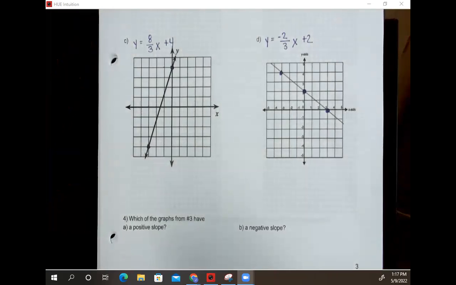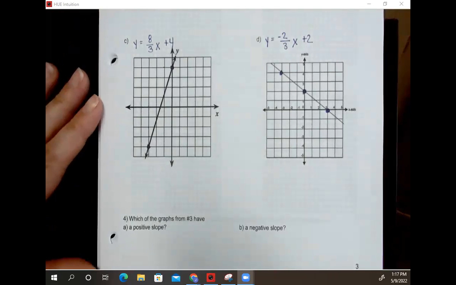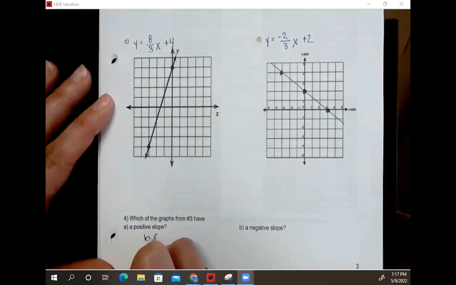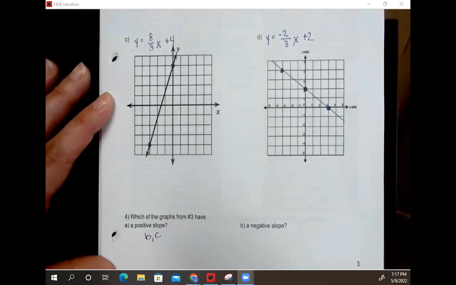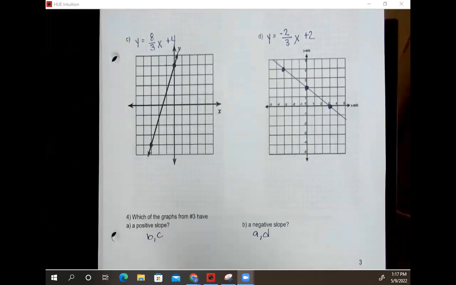For number 3, which of our graphs had a positive slope? B and C. And which of our graphs had a negative slope? A and B. Not too bad?